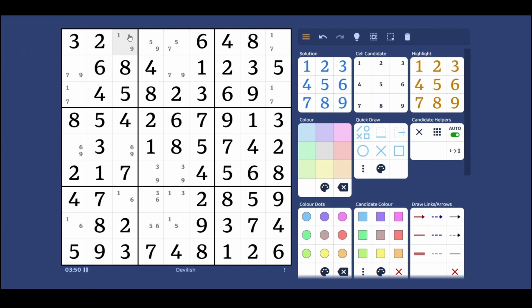So we need to avoid this kind of pattern occurring in a puzzle at all costs. Sometimes you'll have a guardian. For example, let's say we had a 9 in this cell. This would be guarding us from having a bug. And when we only have one guardian, that's called a bug plus one.